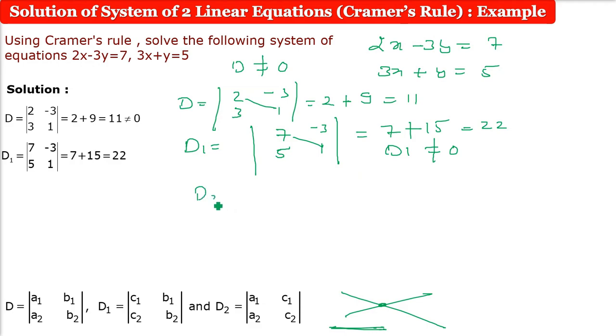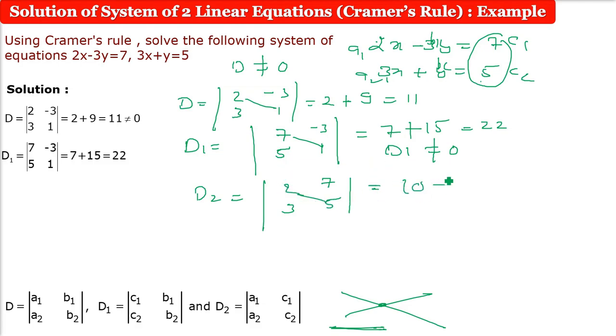Coming to D2, now you have to replace negative 3 and 1 by 7 and 5, while 2 and 3 remain here. So this is a1, a2, b1, b2, and this is c1, c2. What do you get? 5 times 2 is 10, minus 7 times 3 is 21. You get negative 11. So neither of them is 0.